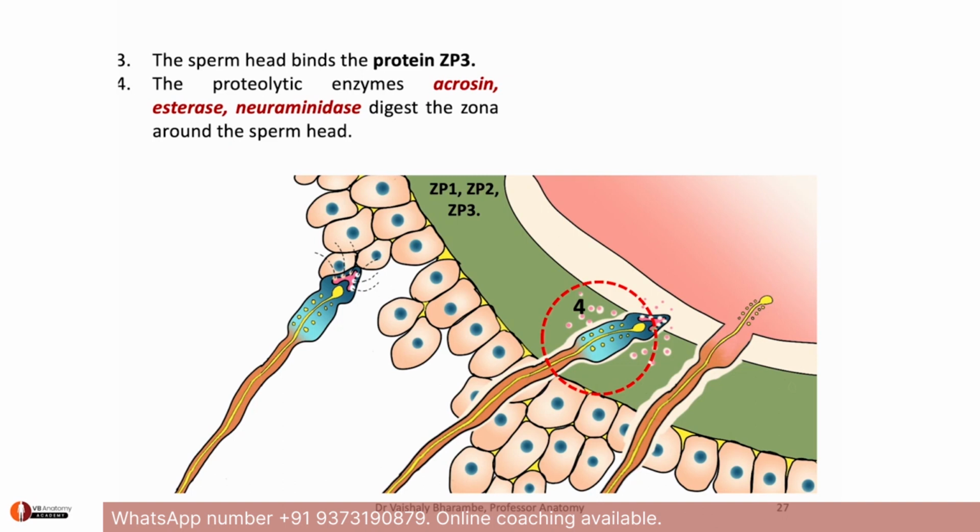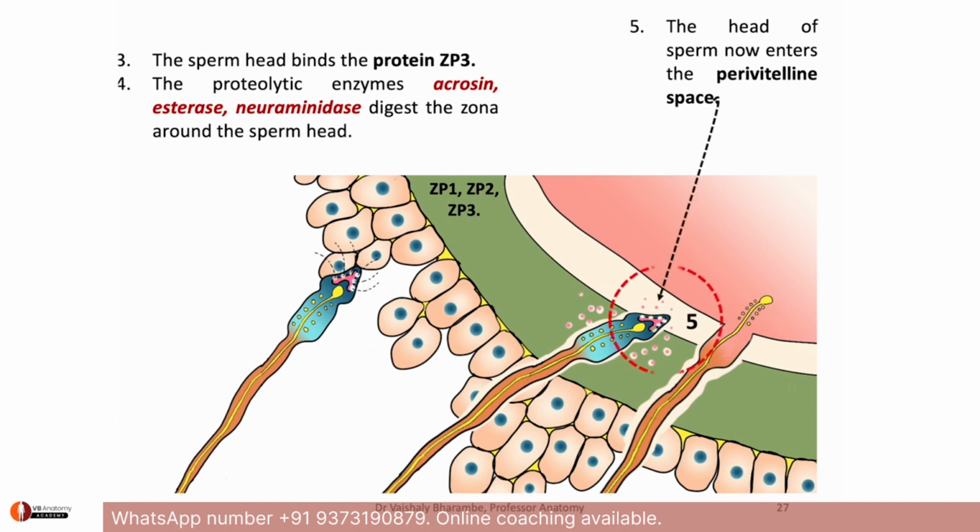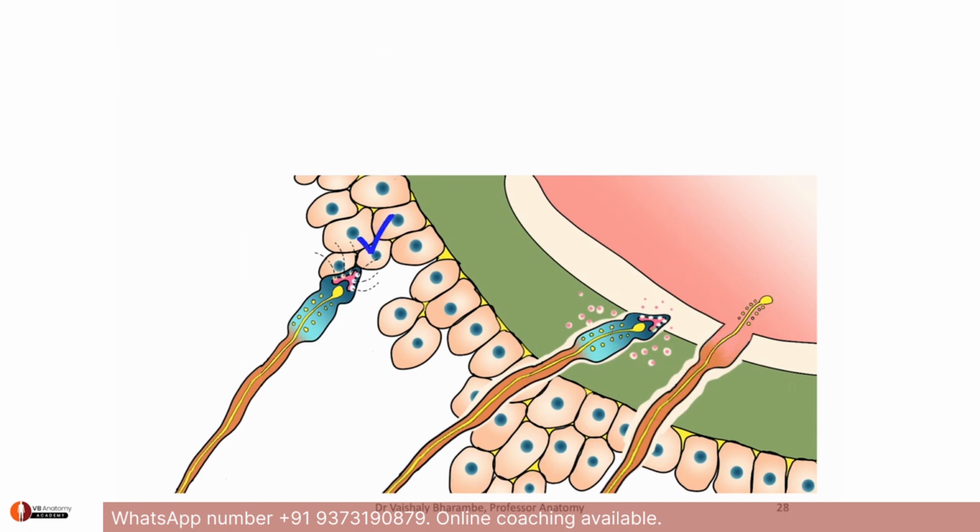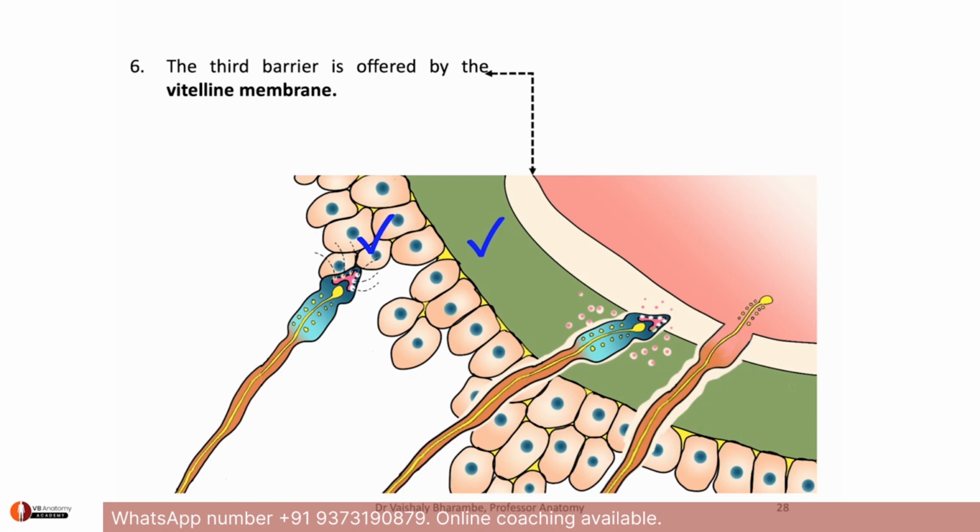So as the zona gets digested, sperm makes its way forward till it finds itself in the perivitelline space. See point number 5. So it has passed through the Zona Pellucida and is now lying, the head end is lying in the perivitelline space. 2 layers are already done. The corona radiata is done, the Zona Pellucida is done, but Vitelline membrane is a challenge.